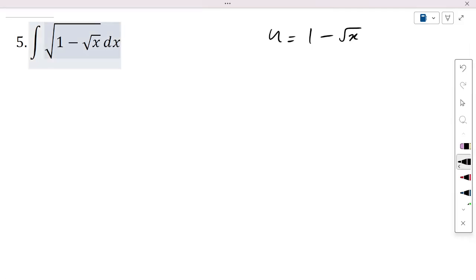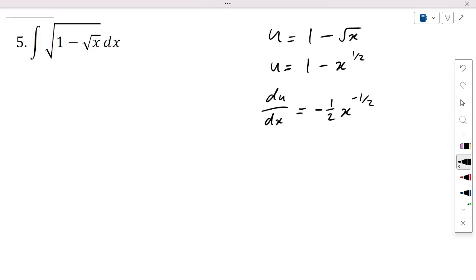Okay, now what we're going to be doing is we are going to take the derivative, but before we do that, let's just write this as a power. So it's 1 minus x raised to the power of a half. Now we can take the derivative on both sides, and then this is going to be du by dx, which is equal to, the derivative of 1 is just 0, and the derivative of negative x to the power of a half is just going to be equal to negative a half multiplied by x raised to the power of negative a half. Okay, and then we're just going to put dx on the other side.